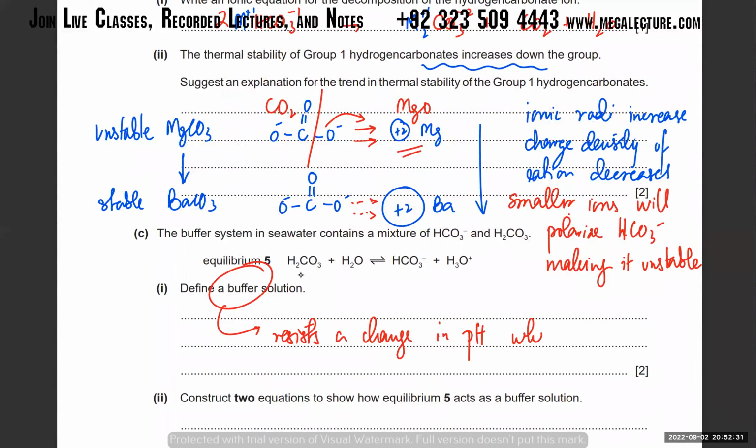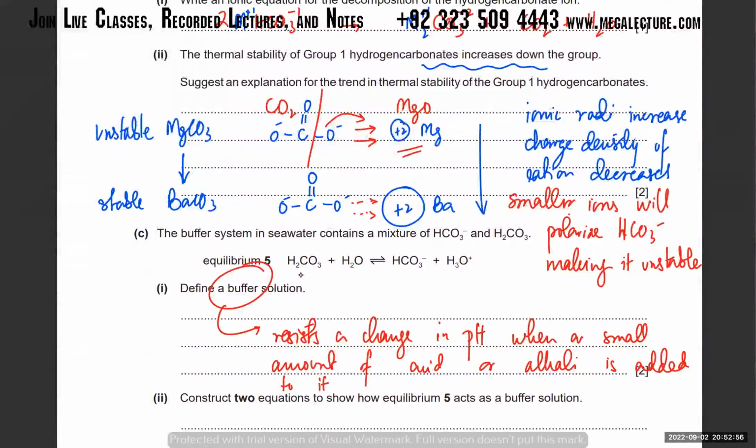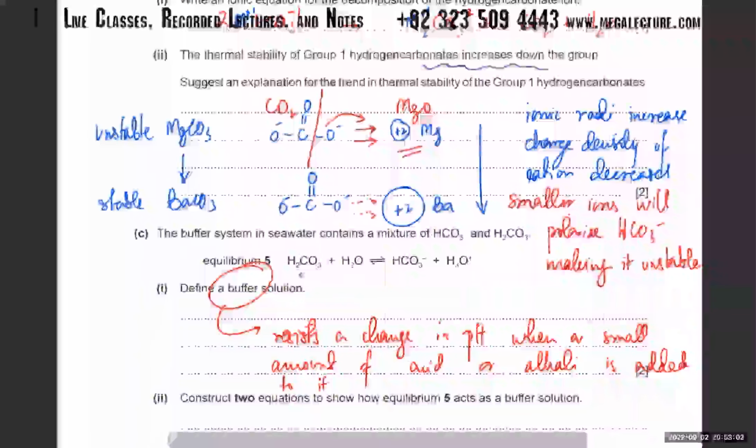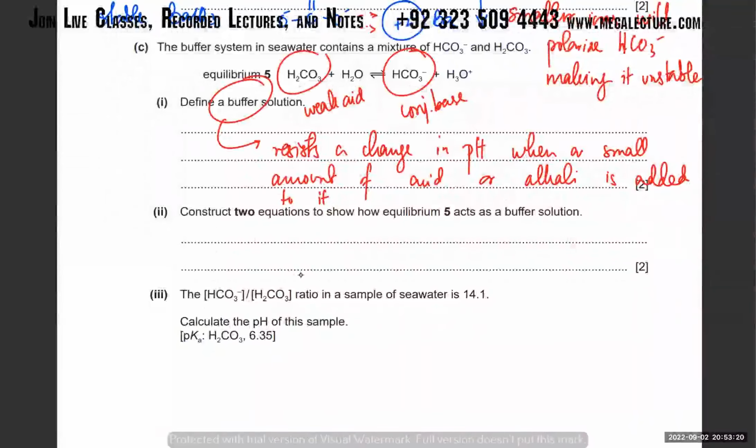When a small amount of acid or alkali is added to it, right? Is that clear? So when a small amount of acid or alkali is added to it, it's going to resist a change in pH. It's usually formed when you have a weak acid plus its conjugate base as well. So he's asking about two equations for the buffer.